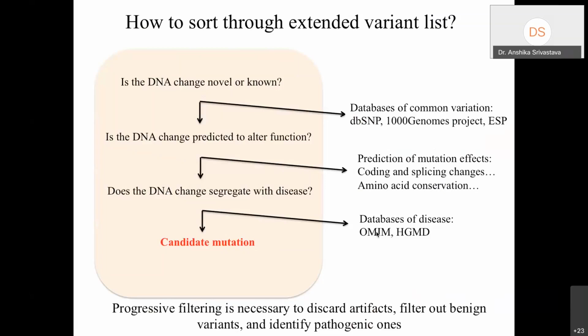That is the prediction of mutation effects, whether it is a coding or splicing change, or an amino acid substitution. Does the DNA change segregate with disease? In that case, you have to look at OMIM and the Human Gene Mutation Database, and after these filtering steps you get the candidate mutation. Progressive filtering is necessary to discard artifacts, filter out benign variants, and identify pathogenic ones.